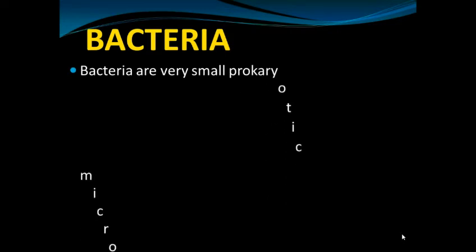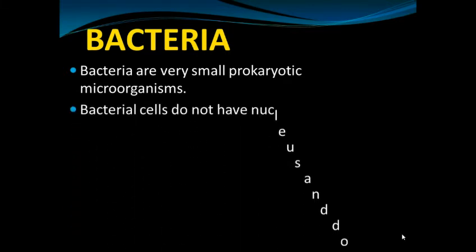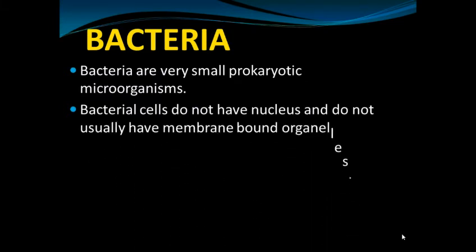So what are bacteria? Bacteria are very small prokaryotic microorganisms. So what are prokaryotic organisms? A prokaryote is a cellular organism that lacks an envelope-enclosed nucleus. An organism which lacks a nucleus is called a prokaryotic microorganism. Bacterial cells do not have a nucleus and do not usually have membrane-bound organelles.